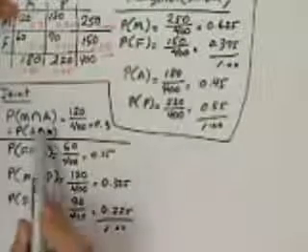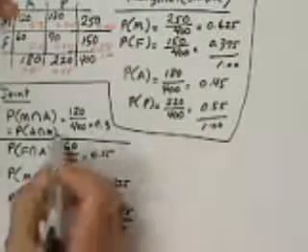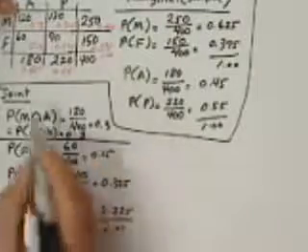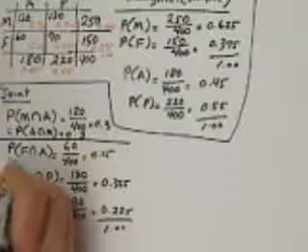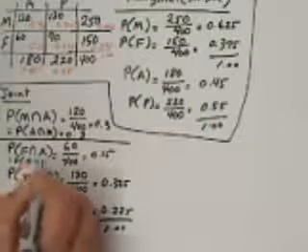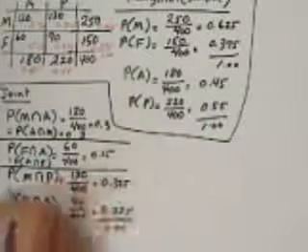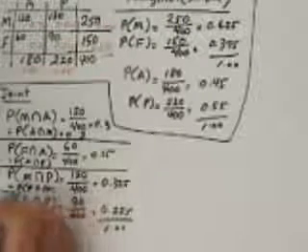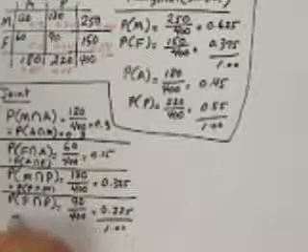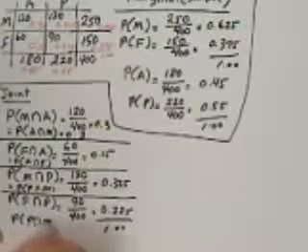So either way, the probability would be 0.3. You could make the same conclusion concerning all of these. This would be probability of A and F. This would be probability of P and M. And this one would be probability of P and S.